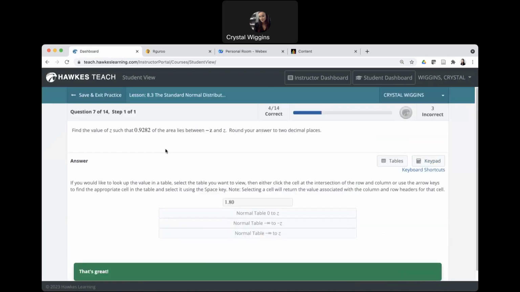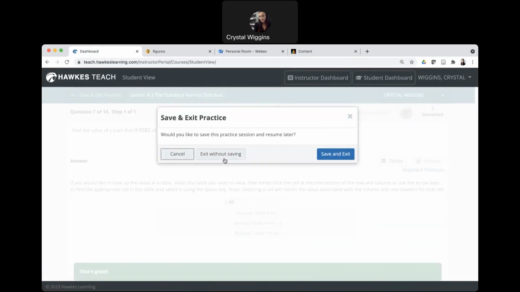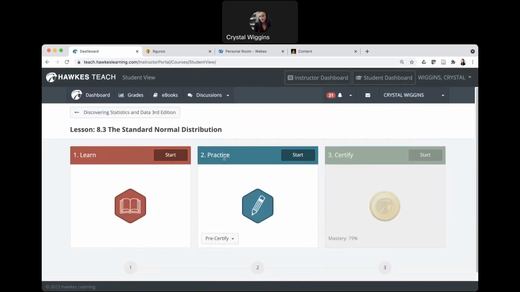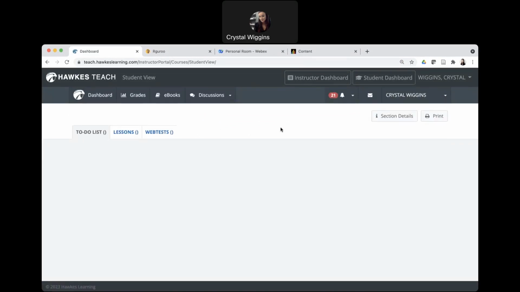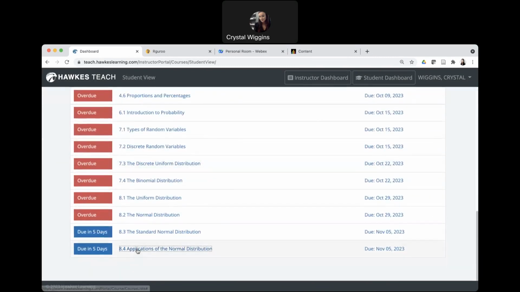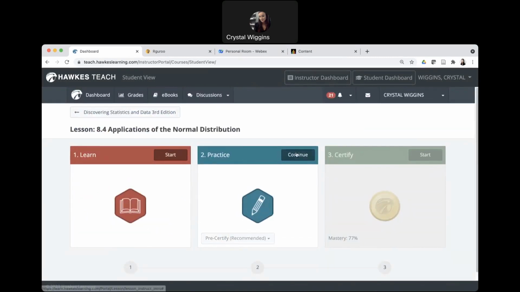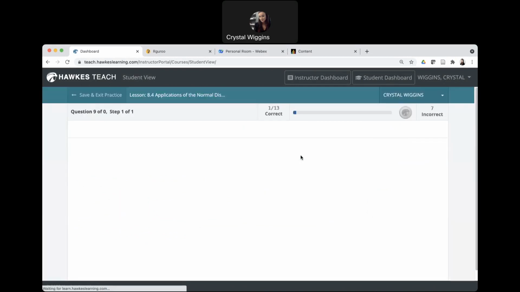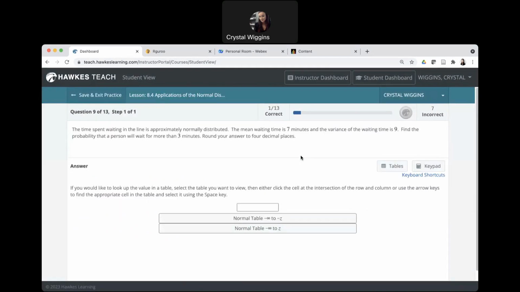The difference between 8.3 and 8.4 is that 8.4 are application problems. We are no longer in the standard normal curve. We are going to be in the normally distributed curve that correlates to an x value with units. So let me scroll down to 8.4, dive into this practice, and let's do a couple of these problems.